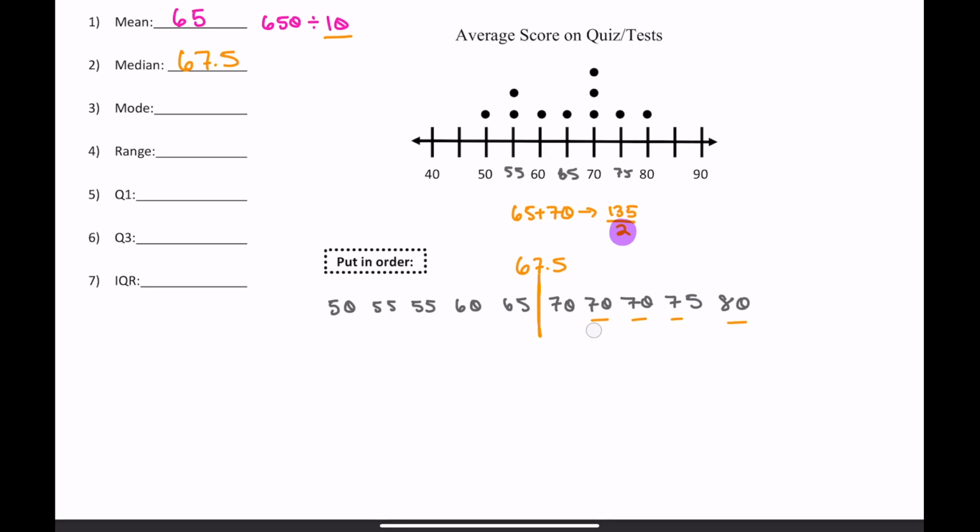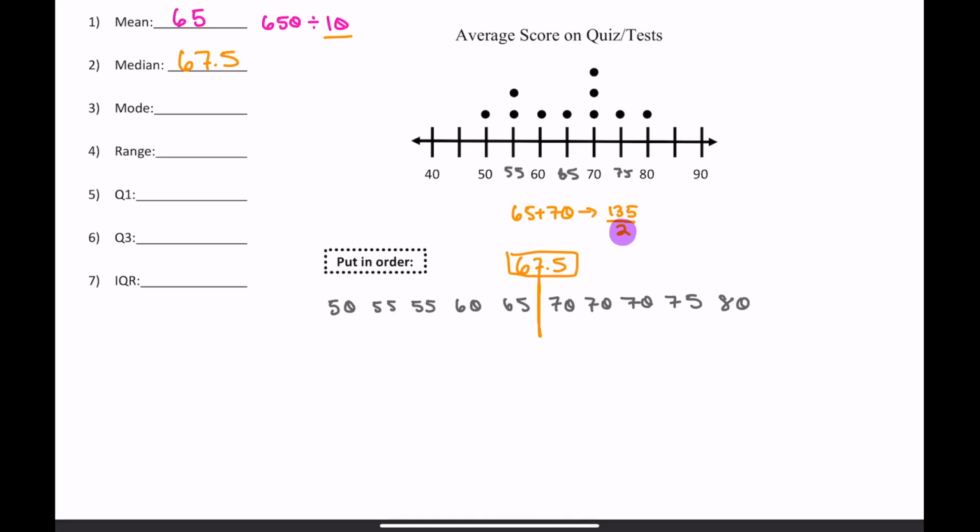Now, here's where it gets a little hinky. We didn't have a straight up one number as our middle. We had to figure it out, right? We had to do this stuff. That's going to be important for later.